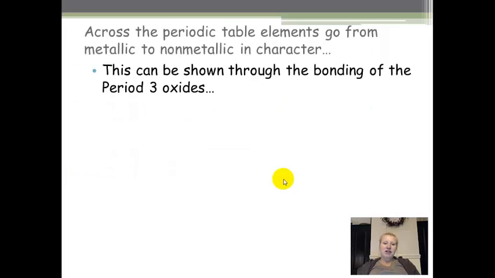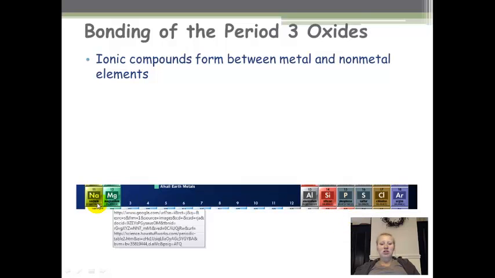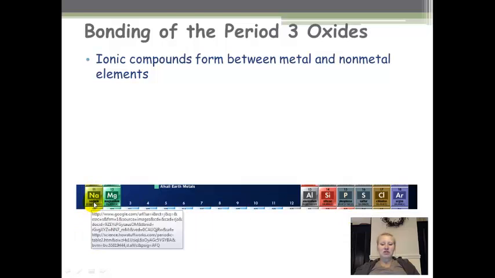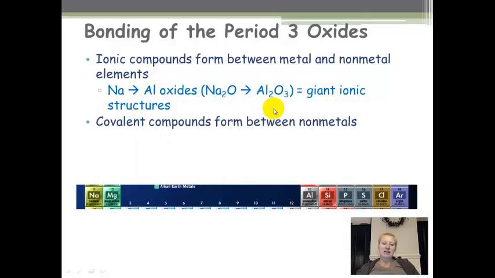As we go across the periodic table, the elements go from metallic to nonmetallic, because remember, metals are on the left and nonmetals are on the right. And this can be shown through the bonding of the period 3 oxides. So if we look at the oxides of period 3, so here's period 3, sodium oxide, magnesium oxide, aluminum oxide, and so on. Initially, you're going to form ionic compounds. So sodium oxide is ionic, magnesium oxide is ionic. And as we go across, aluminum oxide is also ionic. So as we go across, we have giant ionic structures, meaning lattices. But then, as we enter the nonmetals, we are going to form covalent compounds, nonmetals and nonmetals.